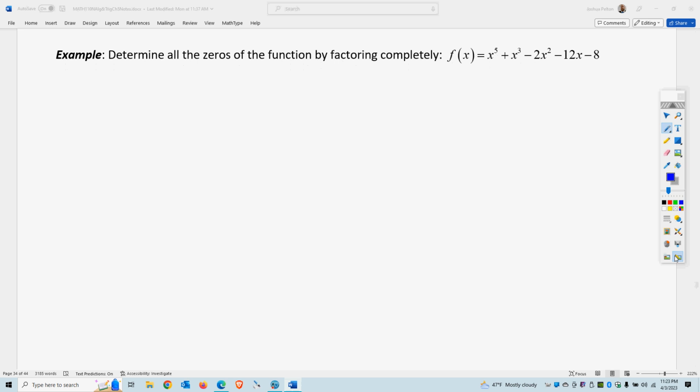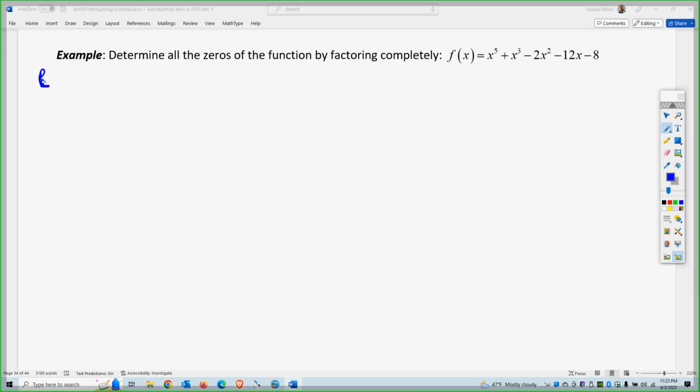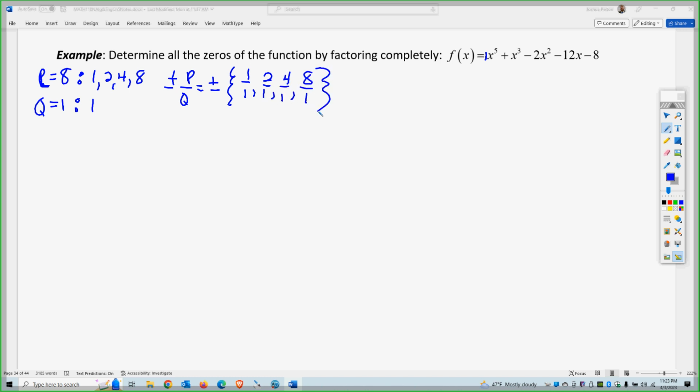Okay, so in this case, my p-value is the constant of 8, and the q-value is a 1, right? So we got a 1 here. Okay, so the factors of 8 are 1, 2, 4, and 8, and the factors of q are simply just 1, so the list is not too bad this time. So it's 1 over 1, 2 over 1, 4 over 1, and 8 over 1. All right, so if you look at a calculator, it looks like it goes through -1 and bounces off. So I'm going to do the -1.